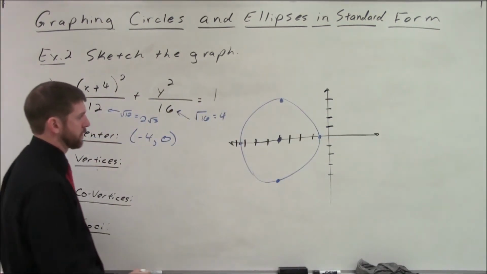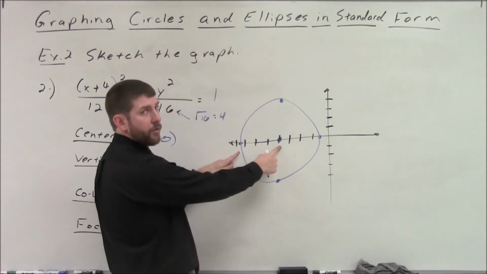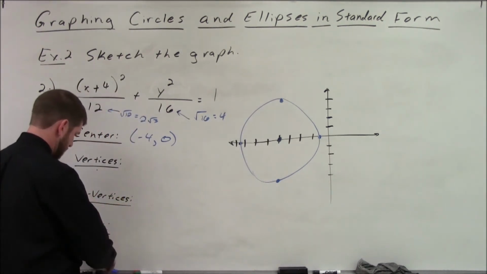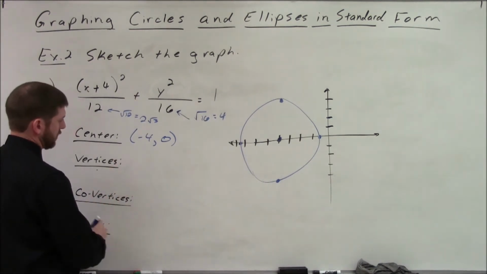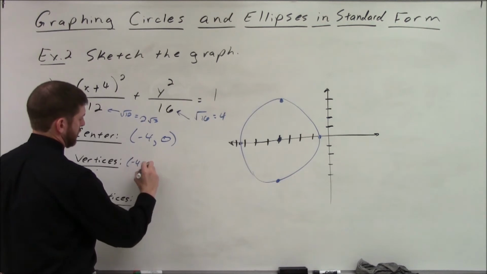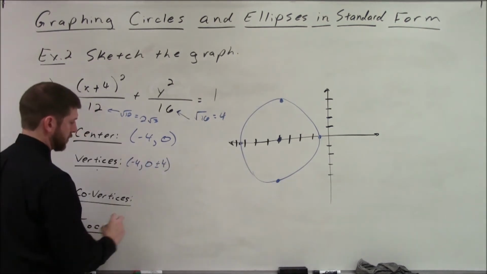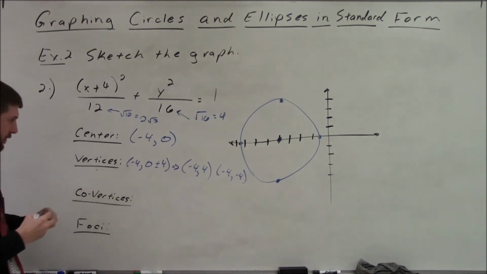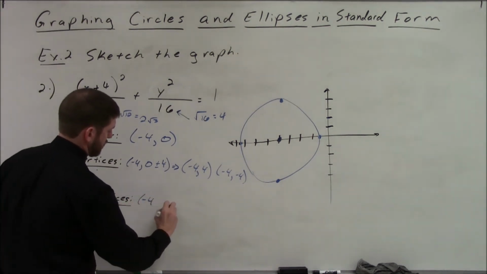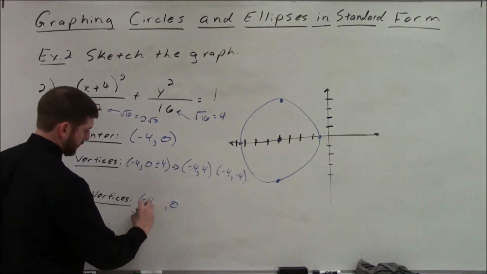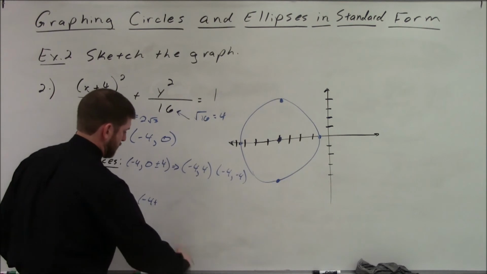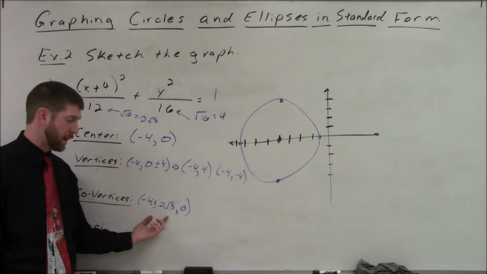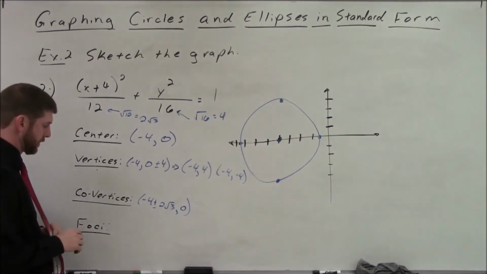Now, which ones are vertices, which ones are co-vertices? Well, these are 4 away. These are less than 4 away. So that makes these the vertices because they're further away. So my vertices came from -4, 0, and I went up and down 4. So -4, 4, and -4, -4. Those are my vertices. My co-vertices came from when I took -4, 0, and I went left and right 2 square root of 3. So plus or minus 2 square root of 3, comma 0. And I would leave it like this because I can't evaluate that. It's an irrational expression. So just leave it -4 plus or minus 2 square root of 3.